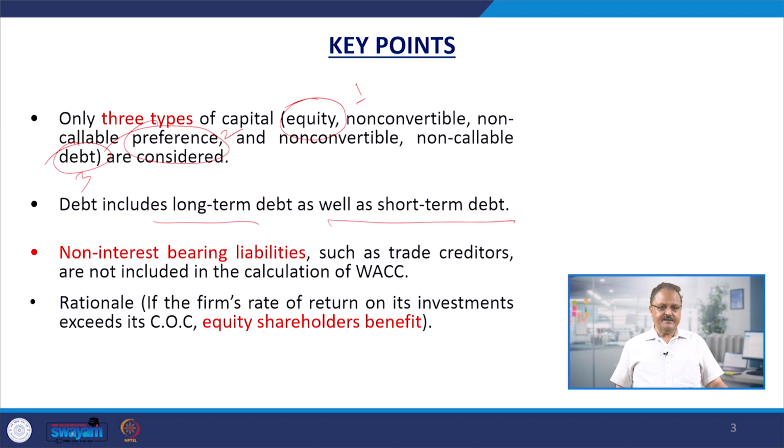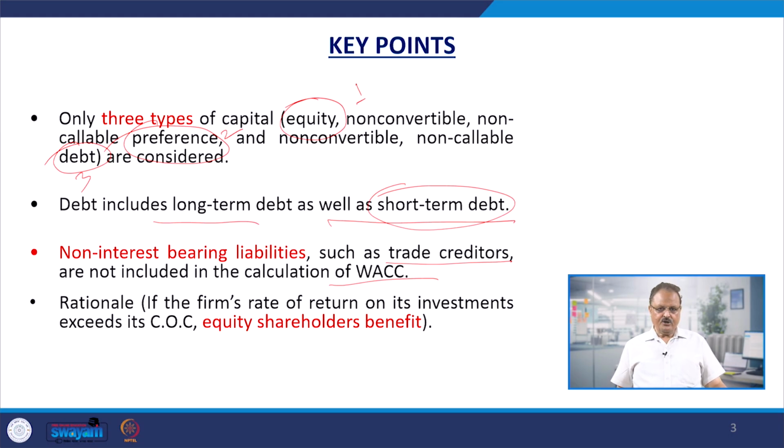And non-interest bearing liabilities, for example, trade creditors, bills payable, or expense credits, are not included in the calculation of the weighted average cost of capital. On the liability side of the balance sheet, on the lower part, you have some current liabilities, right? But they are not interest bearing. Current liabilities are of two types. One is borrowing from banks or financial institutions. They are called short-term borrowings or short-term debt. That comes here. We will include that because we are explicitly paying interest on it.